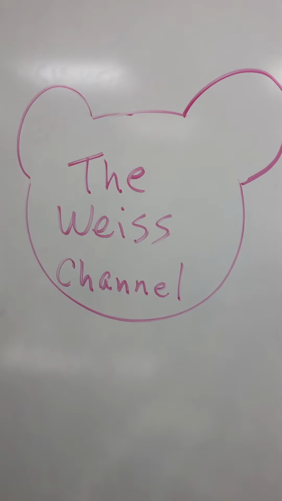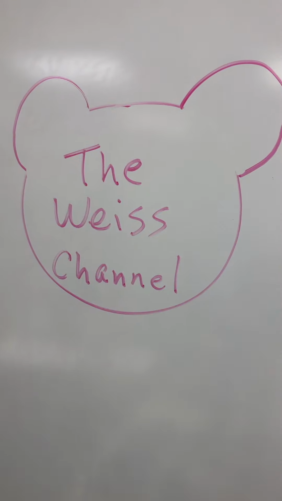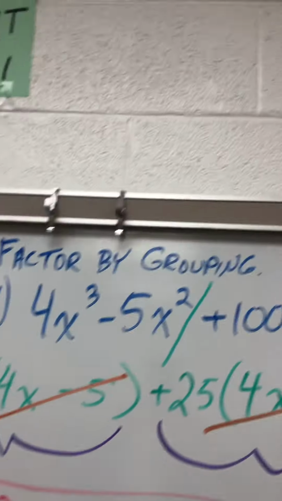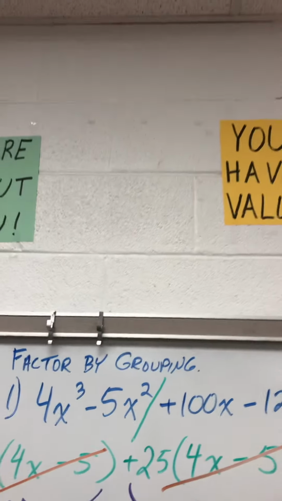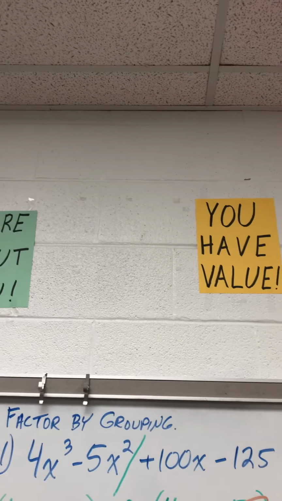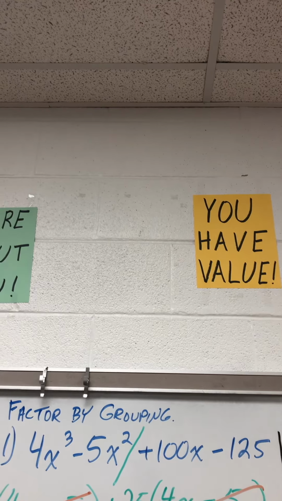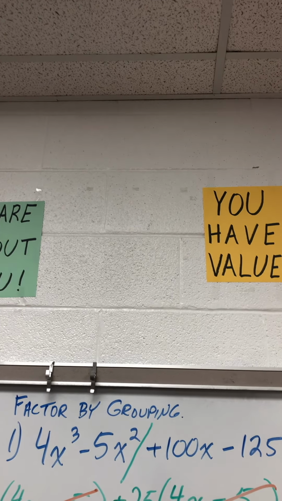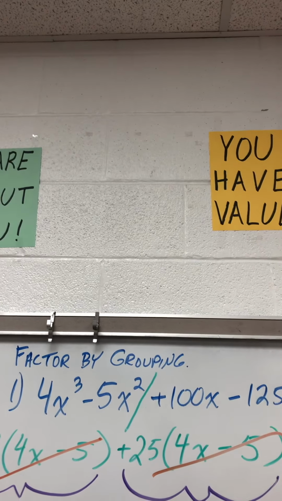Today we're going to factor by grouping. Here you have four terms: 4x^3 - 5x^2 + 100x - 125. We're going to split this into two groups.